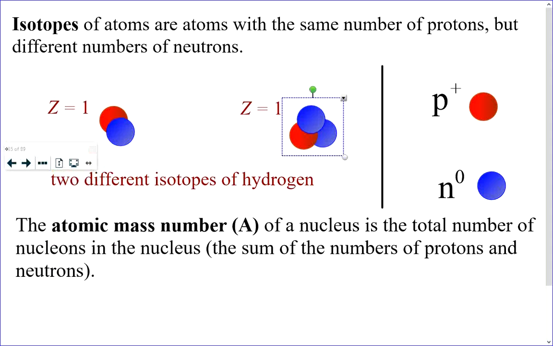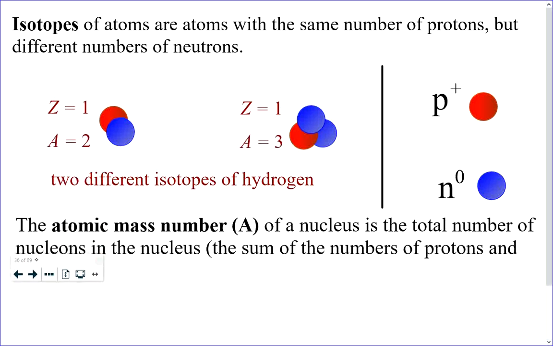Now, the atomic mass number, which is capital A, I don't like the way these things are lettered. I wish that atomic number was A and atomic mass number was M, but I didn't make the rules. The atomic mass number, which is A, tells you the total number of nucleons in the nucleus. And that means that for the nucleus on the left, that hydrogen nucleus that has 1 proton and 1 neutron has an atomic mass number of 2, whereas the atomic mass number of the one on the right is 3. Any questions so far?